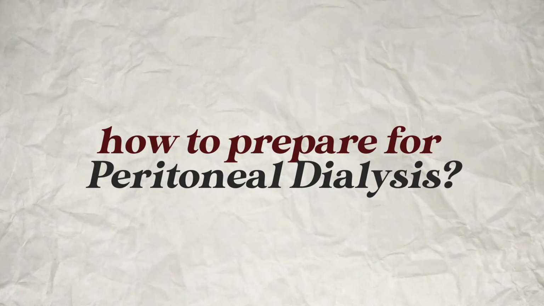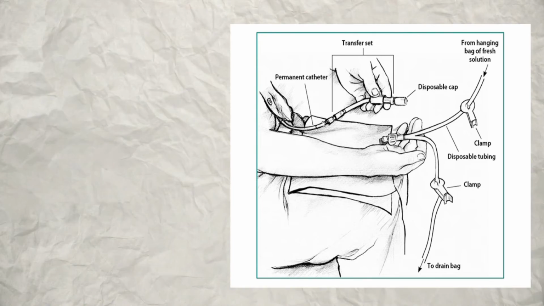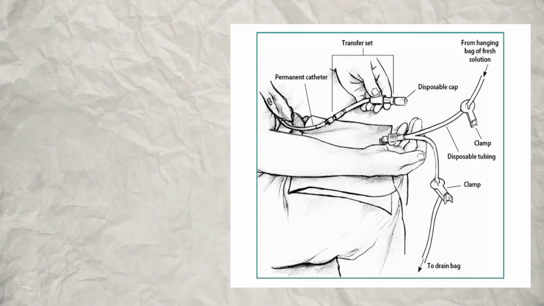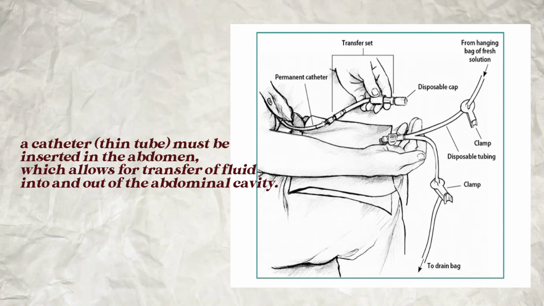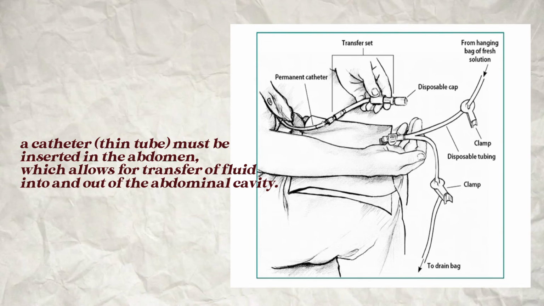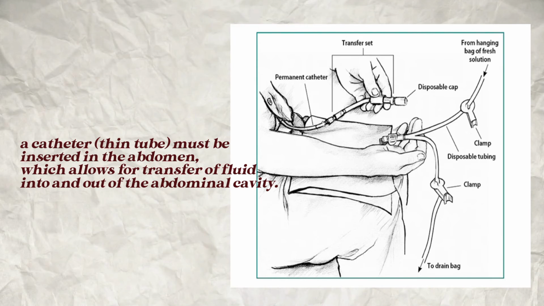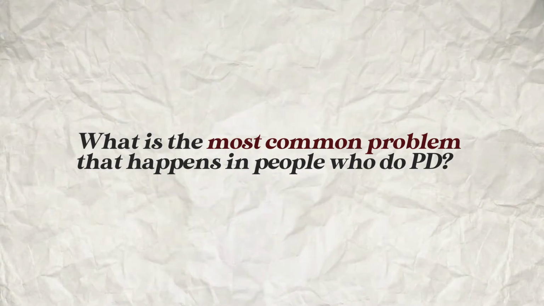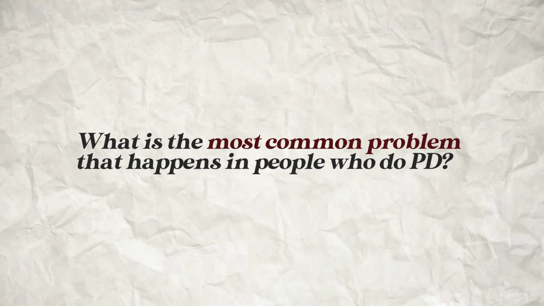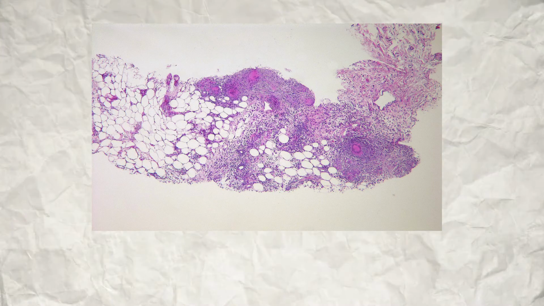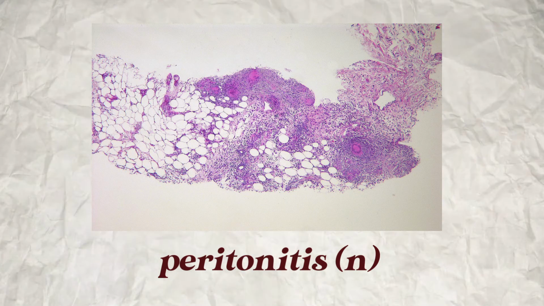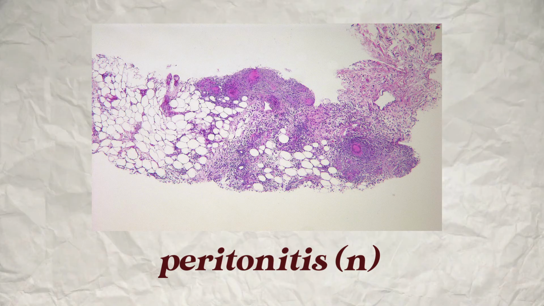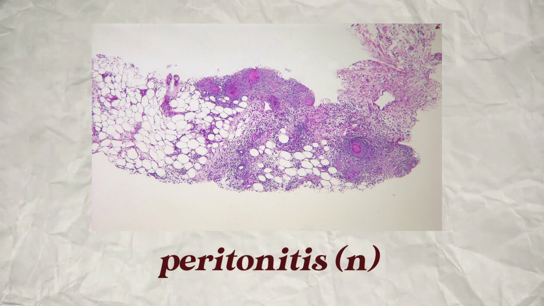How to prepare for peritoneal dialysis? Before peritoneal dialysis can begin, a catheter must be inserted in the abdomen, which allows for transfer of fluid into and out of the abdominal cavity. What is the most common problem that happens in people who do peritoneal dialysis? An infection in your belly called peritonitis is the most common problem that happens in people who do peritoneal dialysis.